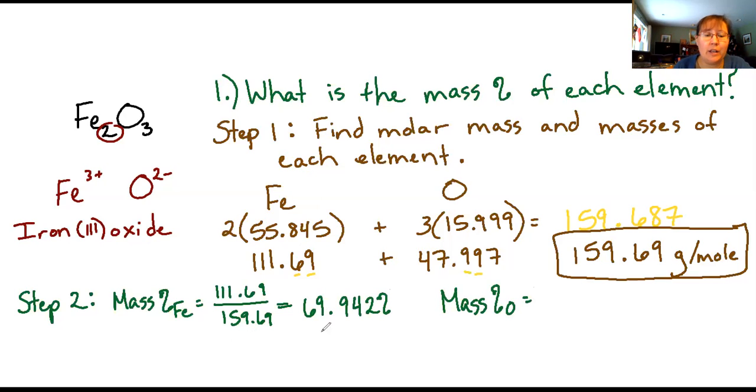And the mass percent of my oxygen, well, there's 2 ways to do this. One way is that I could subtract this from 100, and that would work. The other way is to do it exactly like I did the first part: 47.997 divided by 159.69. I'm going to do it this way because adding them to 100 afterwards is a good way to check. Here I can have 5 significant figures again, and I get 30.056.